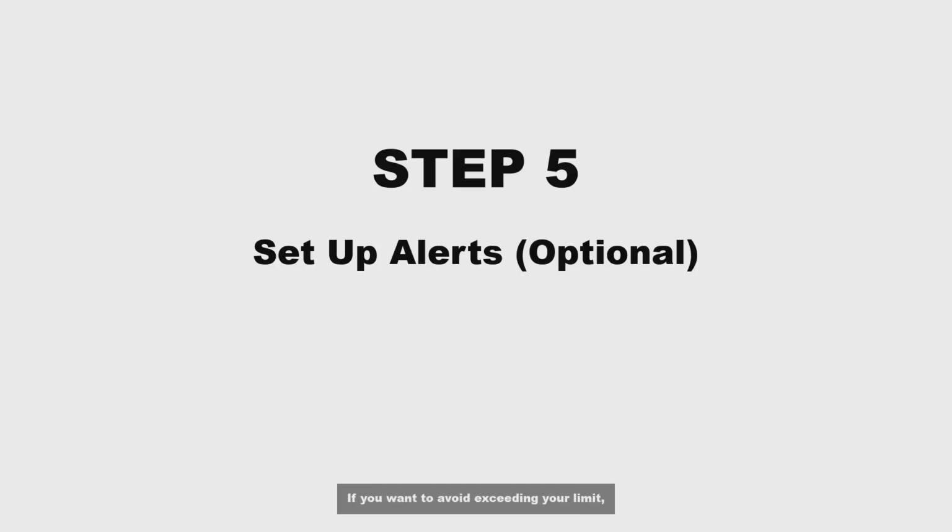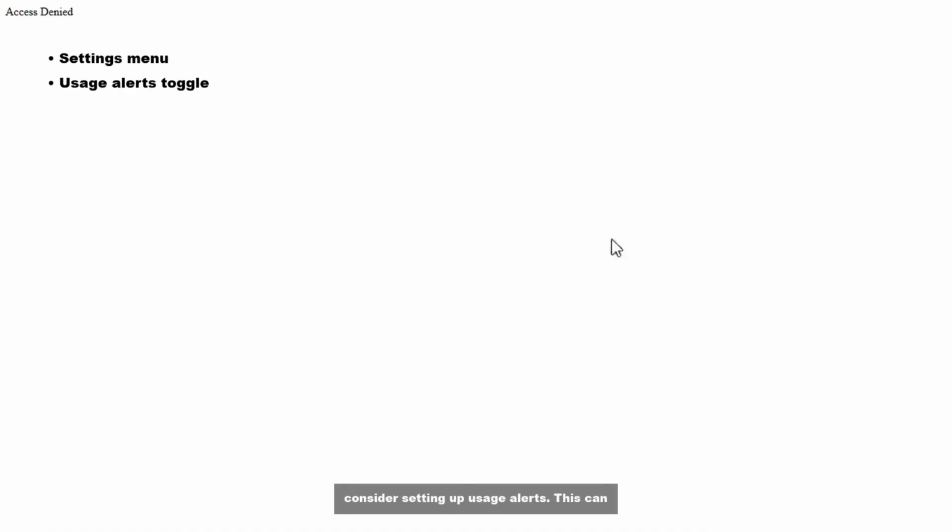Step 5. Set up alerts option. If you want to avoid exceeding your limit, consider setting up usage alerts. This can usually be done in the settings section of your account.